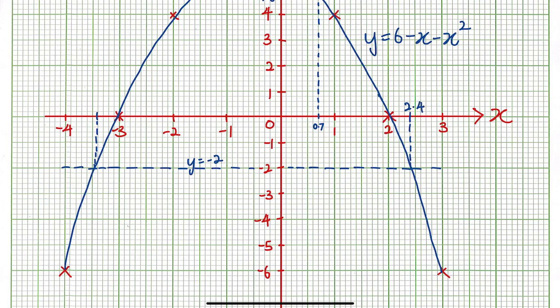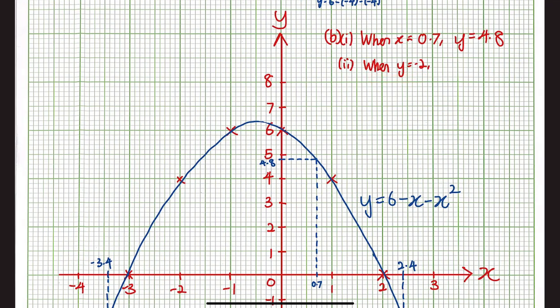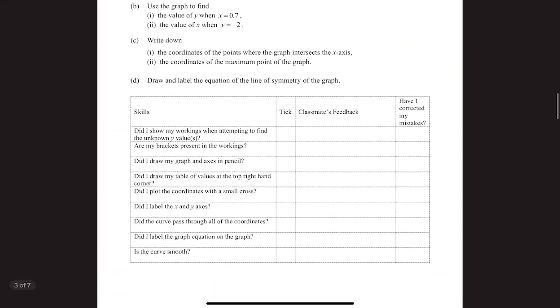This value on the left side over here is negative 3.4. Okay, about there, it's about negative 3.4. So therefore the answer, when y is equal to negative 2, my x value is x is equal to negative 3.4 or, let me write out properly, or x is equal to 2.4. Okay. This is for part B.